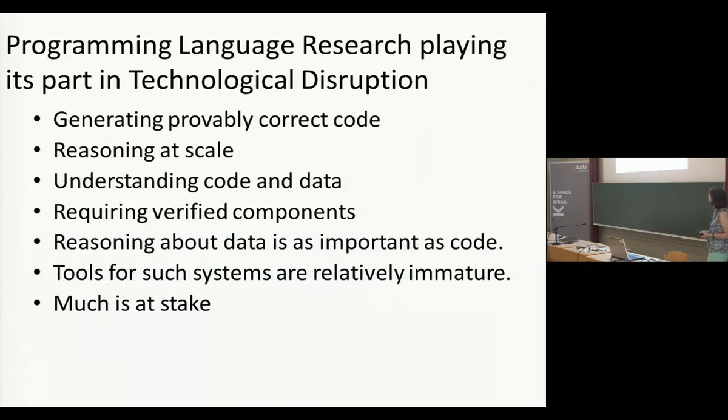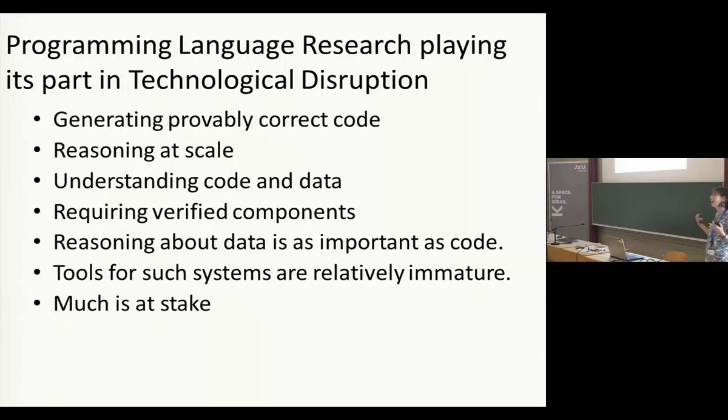And so I would say programming language research is playing its part in technological disruption. We have to learn how to generate more provably correct code. There are all sorts of ways of doing that because we do the same kind of thing again and again. You can see it in all sorts of frameworks where lots of the stuff you're not implementing, you're putting the bits in and not doing the glue. We have to be able to reason at scale about correctness of programs, not just smaller things.